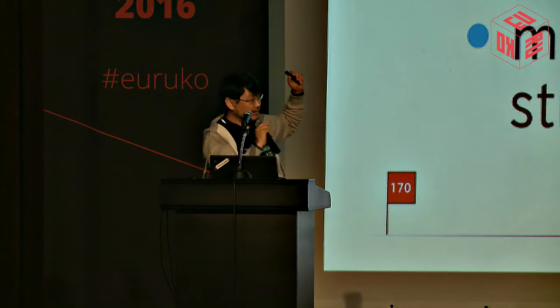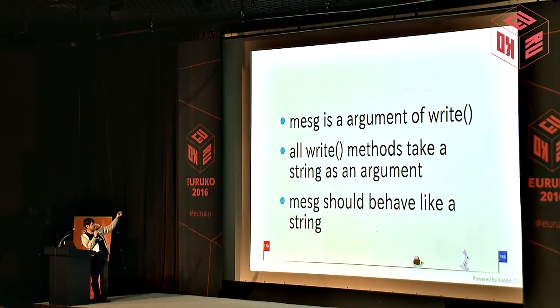Like from the last example, message is the argument of write. Then all write methods in an application take a string as an argument. This is the fact. So by combination of these facts, message should behave like a string. So you can infer one step further.